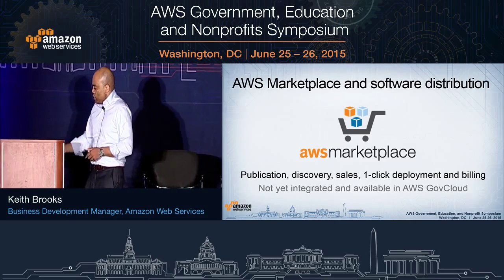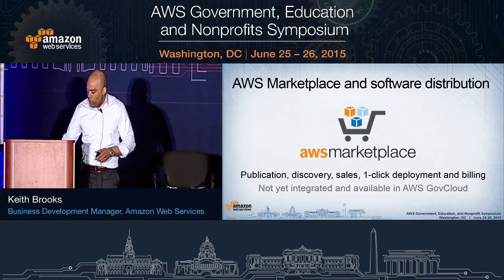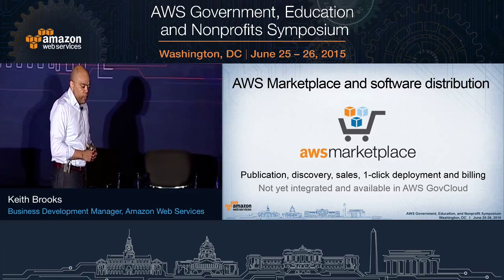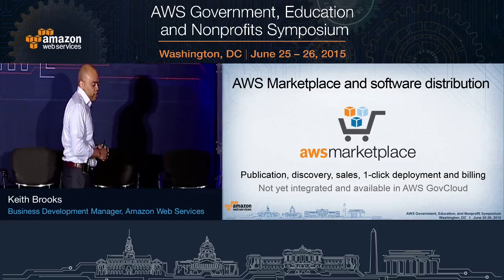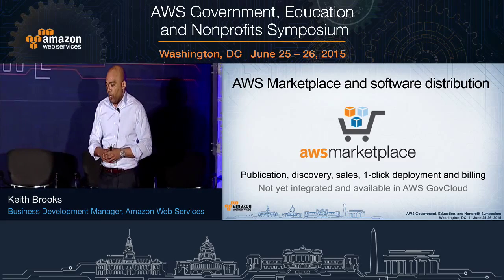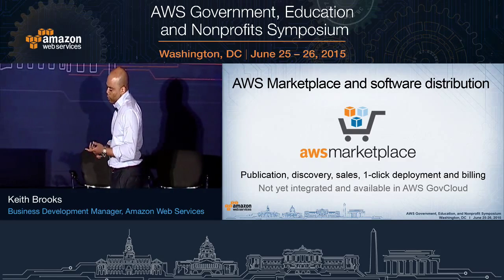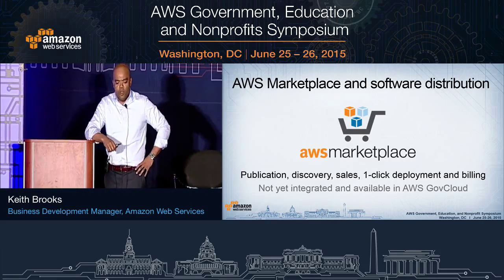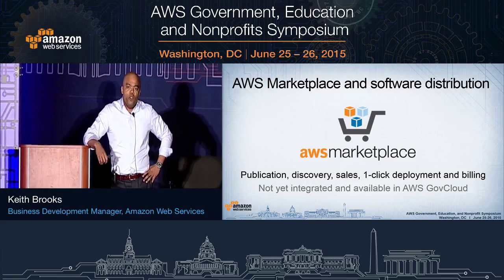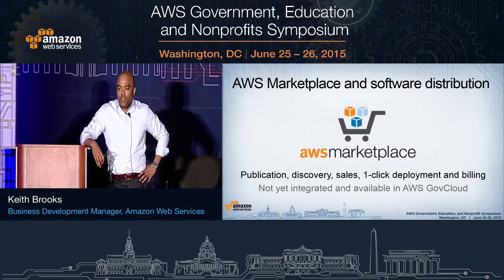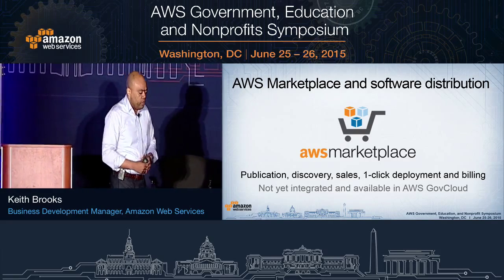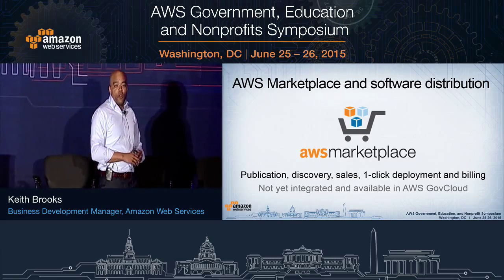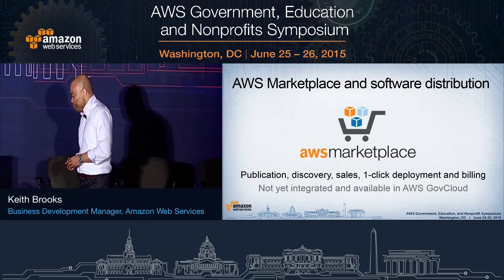So how do you distribute your software in GovCloud? For those of you that were around yesterday, Barry Russell, the global head of business development for the AWS Marketplace, did a session in this room that talked about the marketplace. For those of you who are not familiar, AWS Marketplace is a pretty innovative offering. It's a new way to automate the publication, discovery, distribution, one-click deployment, and building of software that's purpose-built for the AWS Cloud Computing Platform.